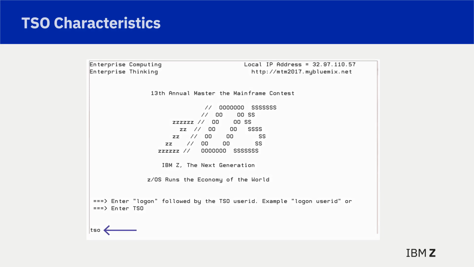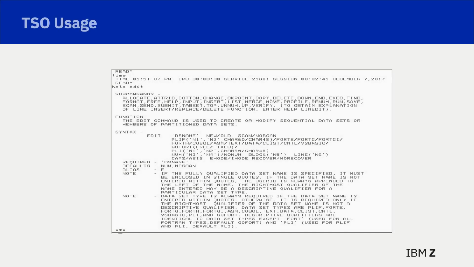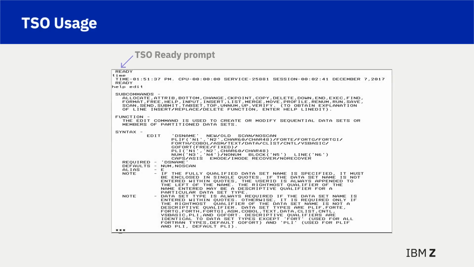Entering TSO results in a text message to enter a user ID. The TSOE logon panel requires a password to proceed. Once a valid password is entered, then the TSO logon process begins. It is rare that the TSO ready prompt is returned following successful TSO logon.